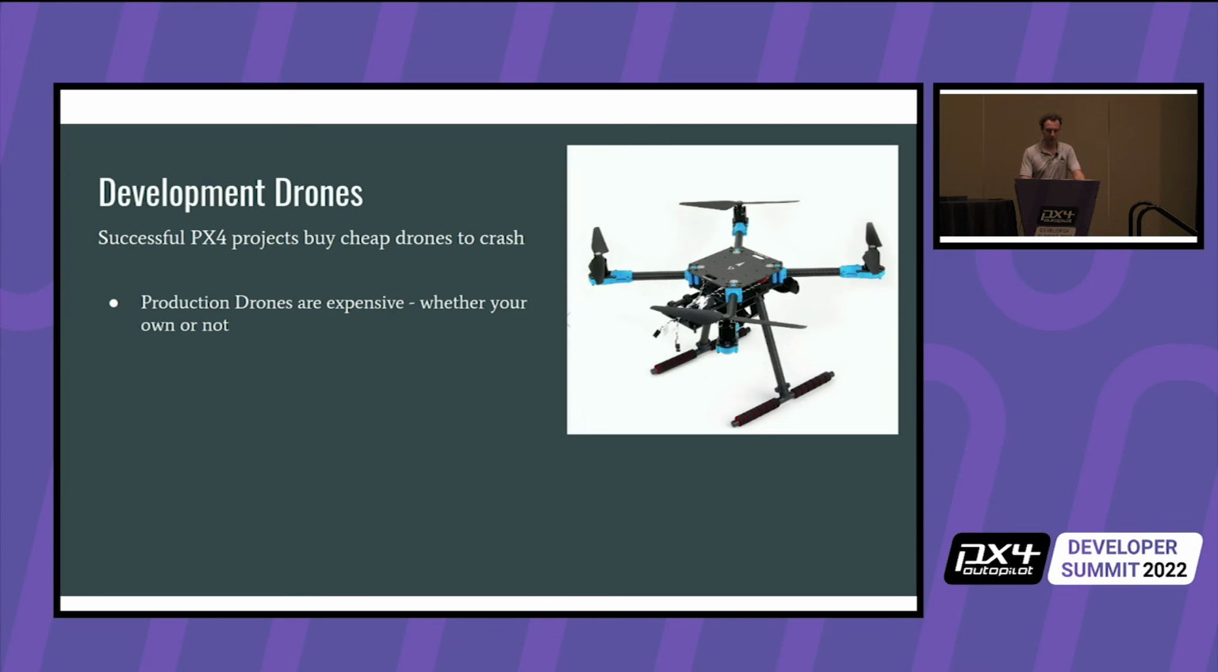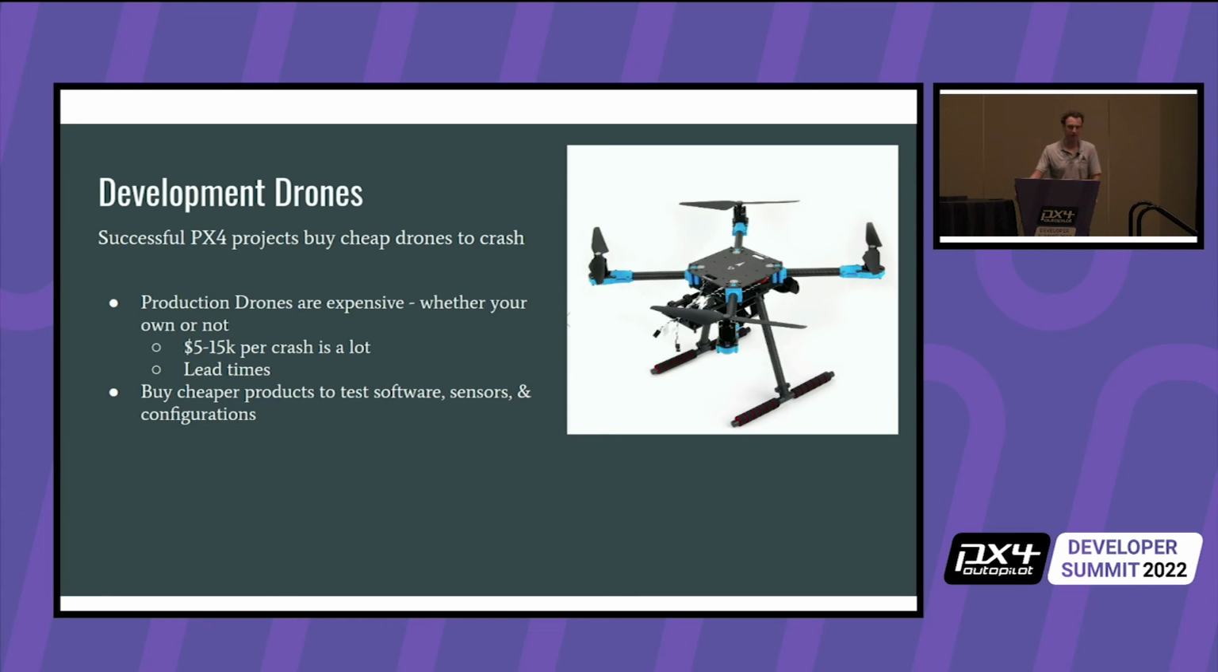Production drones are expensive, whether you own it or not. You see drones out in the marketplace that are between like 5 and 15 grand, and even higher than that, especially if you have some fancy sensors on there. Lead times, we all know what lead times are, especially in today's day and age. So it hurts when you crash a drone. Buy cheaper drones to test software, sensors, and configurations. So if you crash, it's not a whole, oh my goodness, we've got to get mechanical involved, and we've got to source these, and these parts are different now, so we've got to make a square peg fit in a round hole. Buy the cheaper drone, you can crash it.